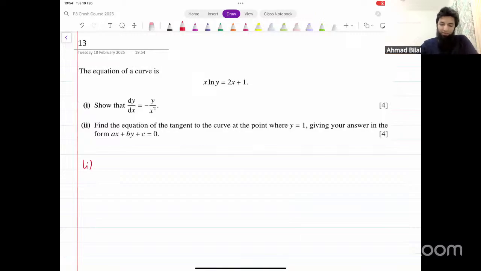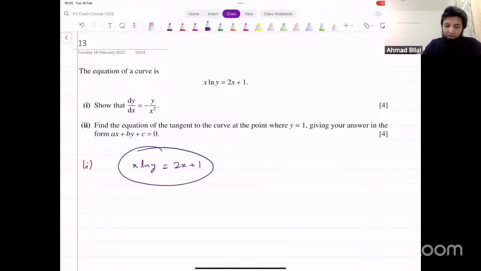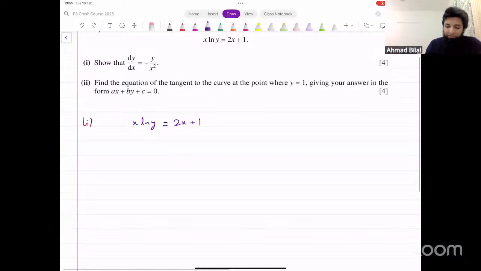Okay, the equation of a curve is this. Show that dy over dx is equal to minus y over x squared. Okay, now let's try this. x ln y equals 2x plus 1. We need to find dy over dx, and dy over dx is in terms of both x and y. y is not the subject here, so we can use implicit differentiation.